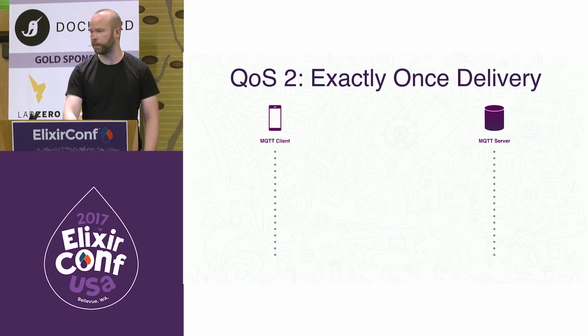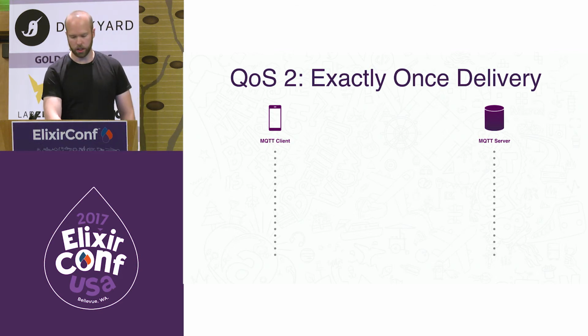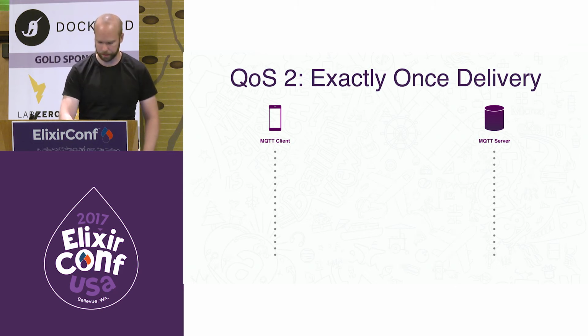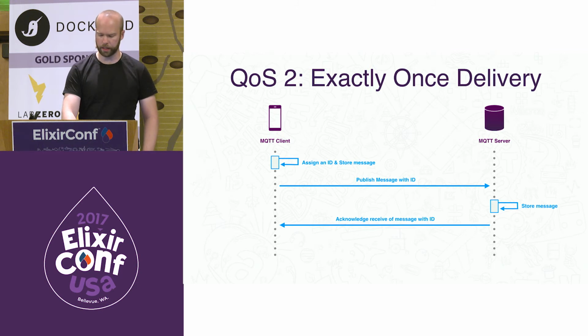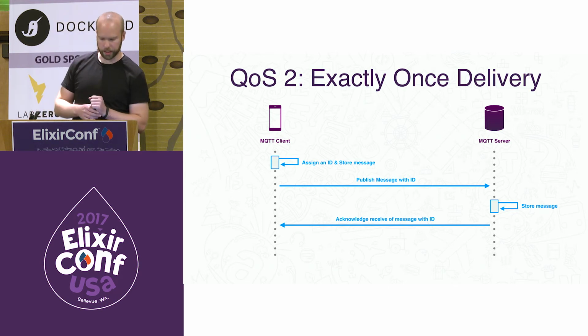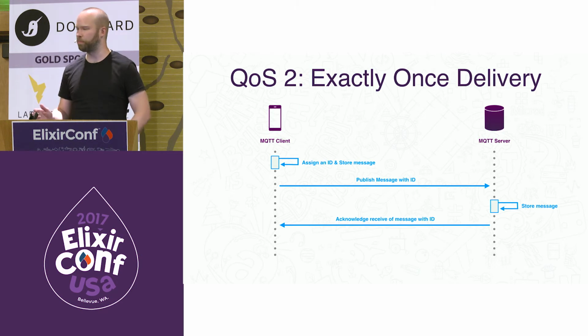It will retry until it receives the acknowledged message. So, for quality of service 2, it guarantees exactly once delivery. It works kind of like the one we saw before. We assign an ID to the message. We send it to the server, which will send an acknowledge that it has received the message.